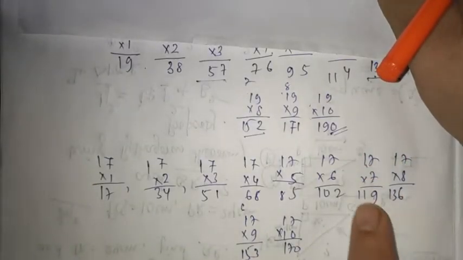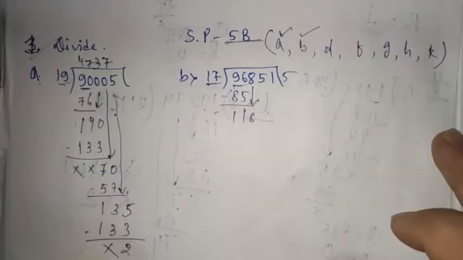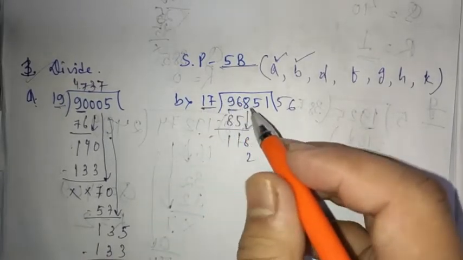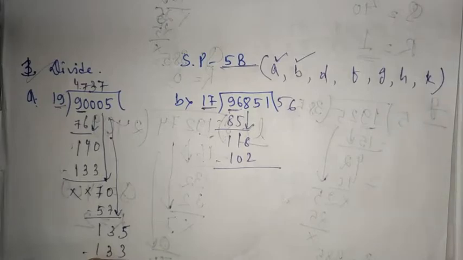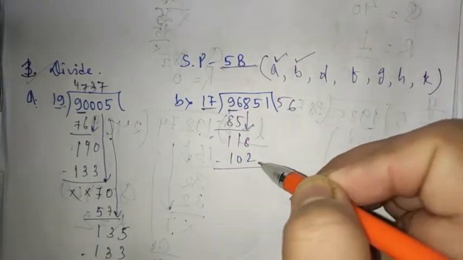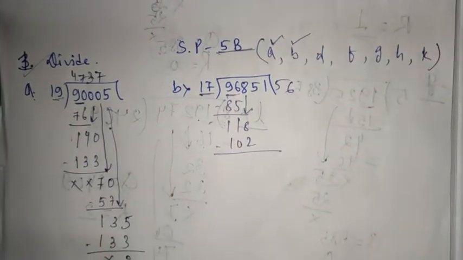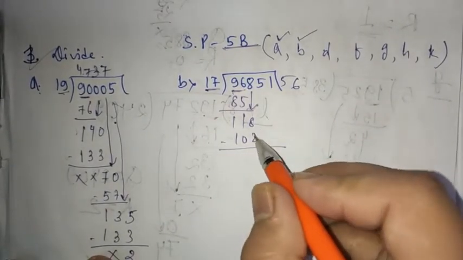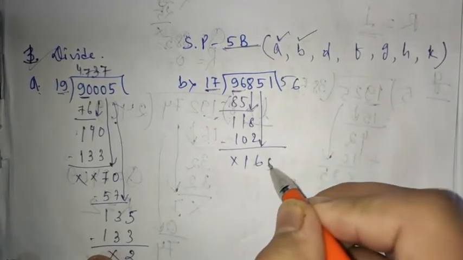Where is 118? 118 is not possible, but 17 6s, 102 is possible. So 17 6s, 7 6s is 42. 6 1s are 6, 7, 8, 9, 10. There is another way to do. If you don't want to write all the multiplication of 17, just you can say 17 5s, 7 5s are 35, 5, 5, 6 and 8. So you can do in that easy way, or in a third form also. Okay, 17 6s is 102. Now 8 minus 2 is 6. Now 1 minus 0 is 1. What will come down? 5 will come down.